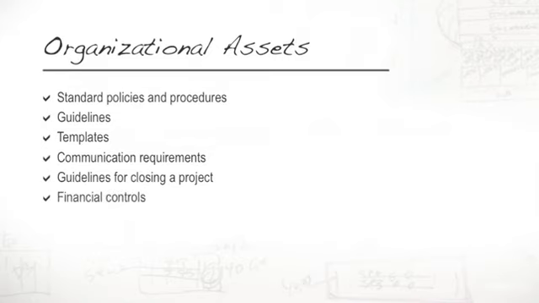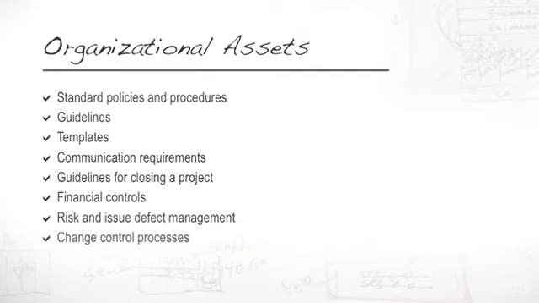Financial controls involve account codes, time reporting, expenditure reviews, and audits. Risk and issue defect management include risk assessments, impact statements, and risk matrices. Change control processes ensure that changes to the project are process driven as compared to ad hoc activities.